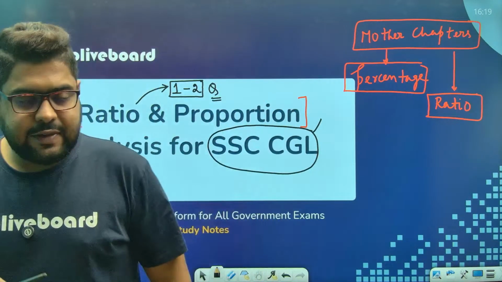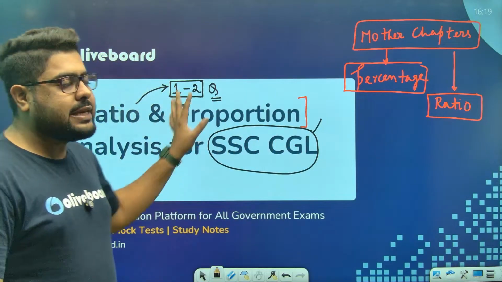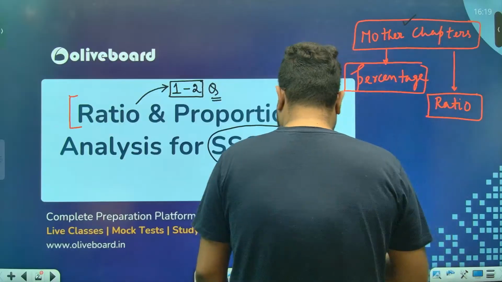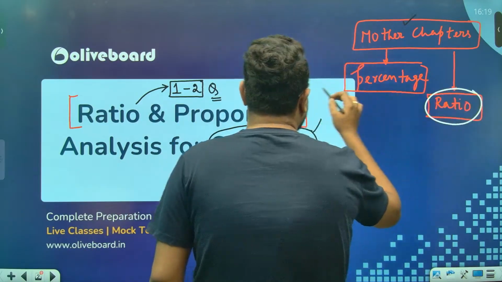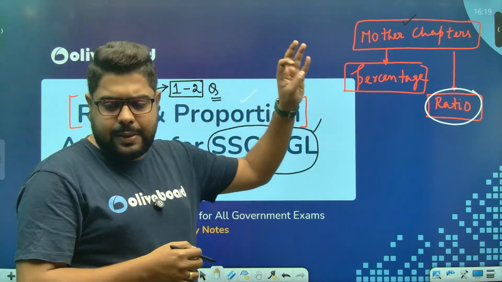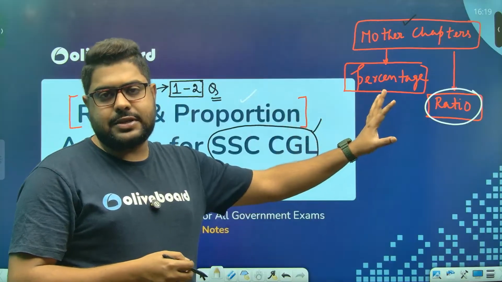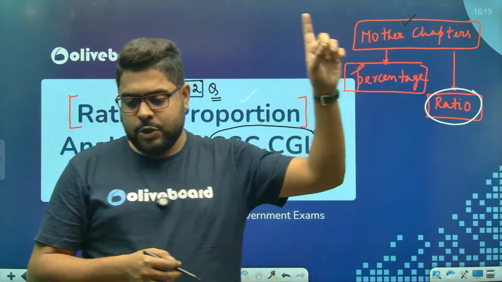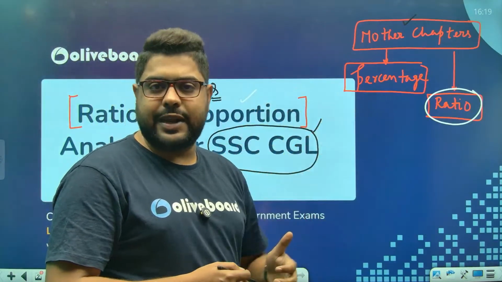So this is a very important chapter from this chapter's point of view, and it becomes even more important when you consider this is one of the mother chapters. This ratio concept and this proportion concept is important for other chapters like time, speed and distance, time and work, partnership. In all these chapters, the underlying concept is ratio and proportion.